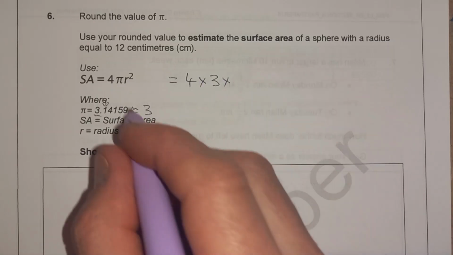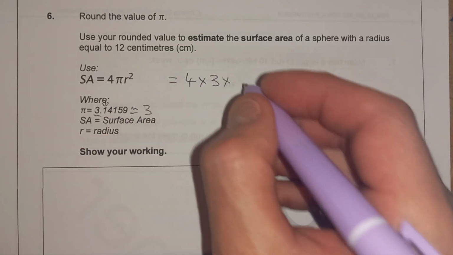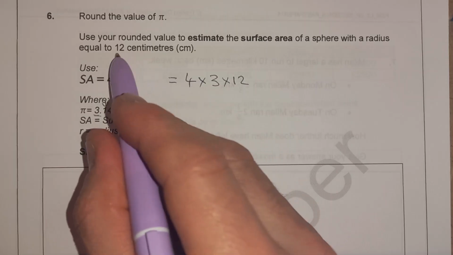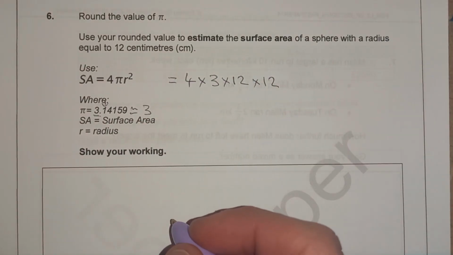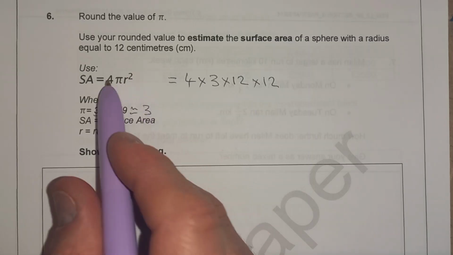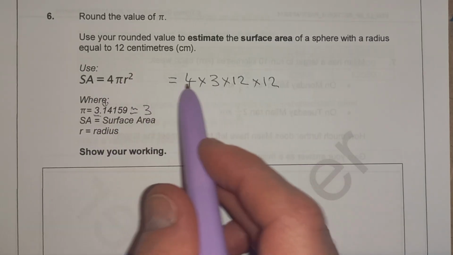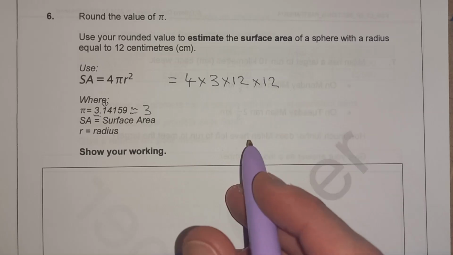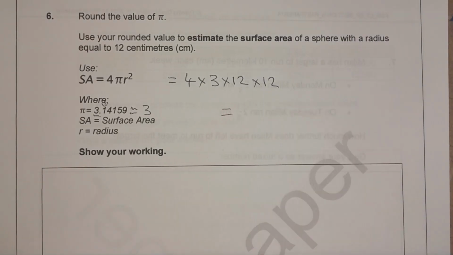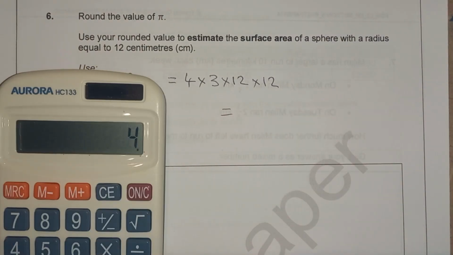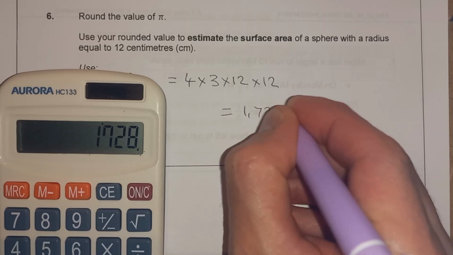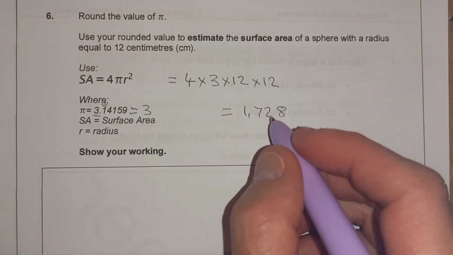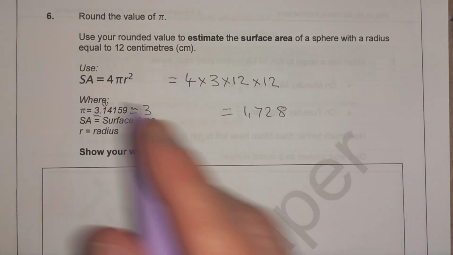r is the radius, and r squared means multiplied by itself. So it's going to be 12, our radius, multiplied by itself, which is 12 again. If you want to work out r squared first and then multiply them separately, that's fine. But they're all multiplications, so we can do it all in one go. So we're going to have 4 times 3 times 12 times 12, which gives us 1,728. And that's going to be its surface area.